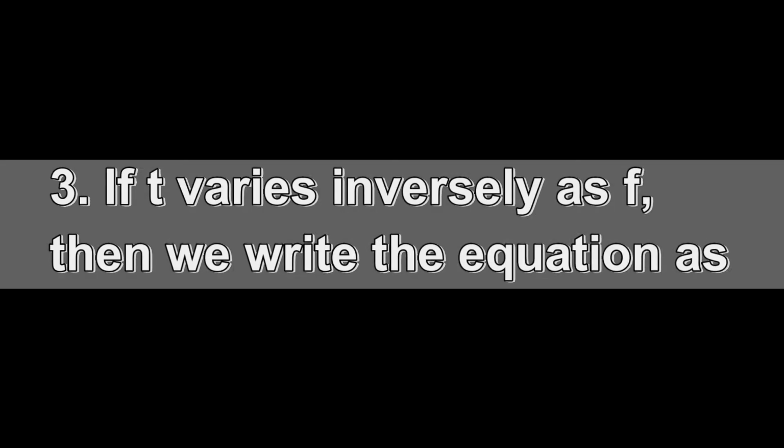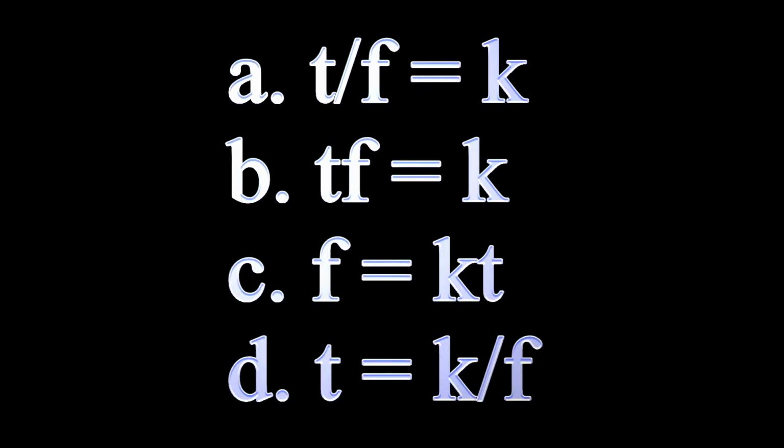Number 3. If t varies inversely as f, then we write the equation as A. t divided by f equals k. B. t times f equals k. C. f equals k times t. D. t equals k divided by f.